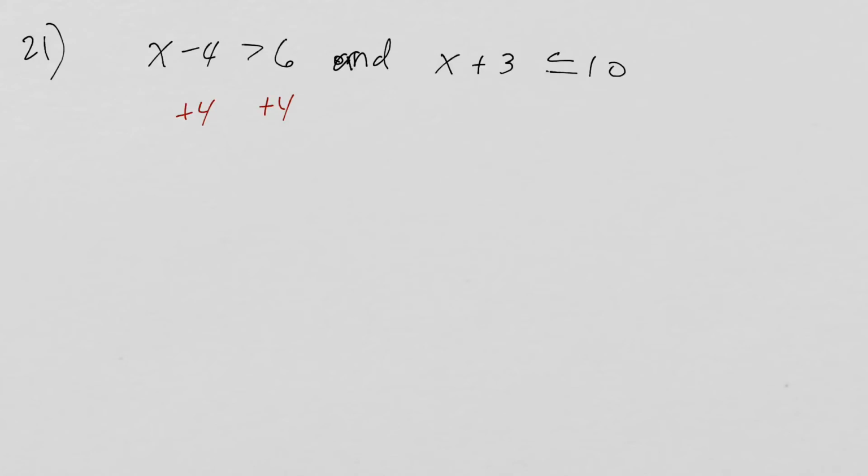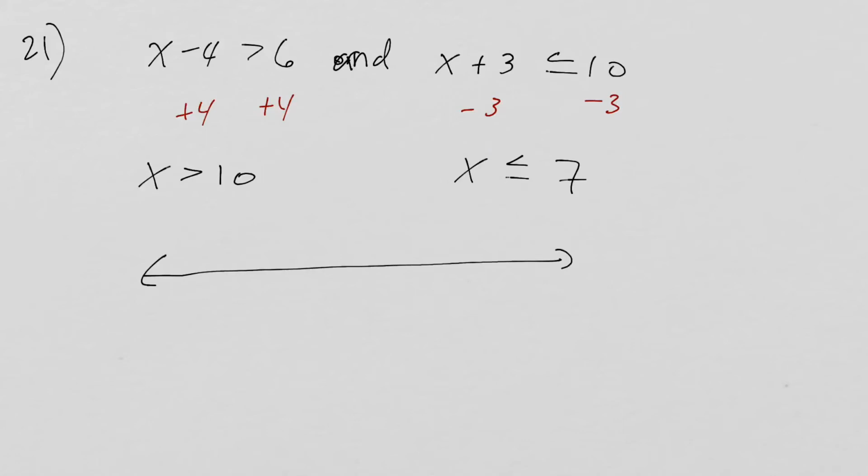Okay, number 21, x - 4 > 6, and x + 3 ≤ 10. I'm going to solve this on the left by adding 4, and I'll get x > 10, and I'll solve this on the right by subtracting 3, and I'll get x ≤ 7. Now I'm just going to quickly jot down a practice graph. I'll put my 7 to the left of 10.